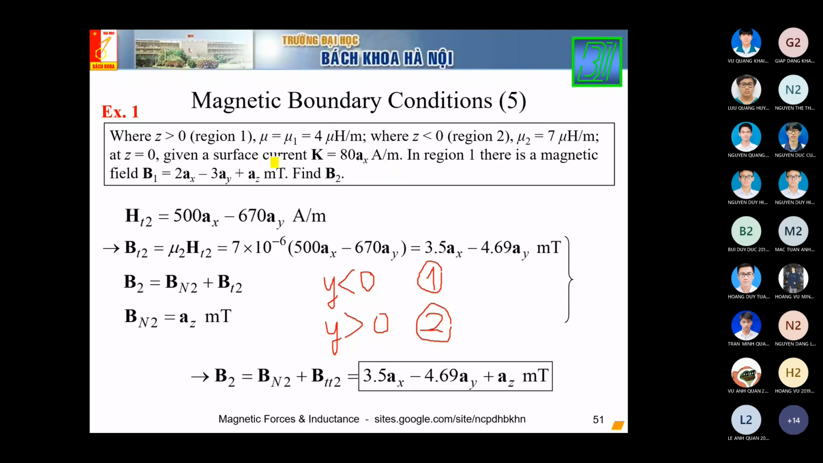Okay, I change the given condition. This one is z, then I change to y. This one is z, I change to y. Okay. All right, I give you 8 minutes. You can ask me anytime.